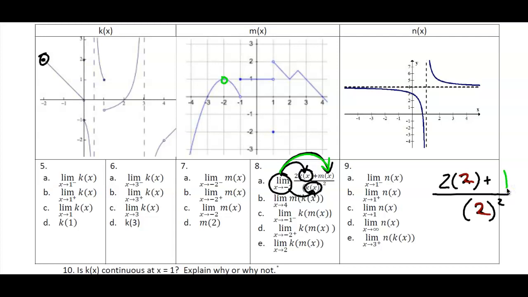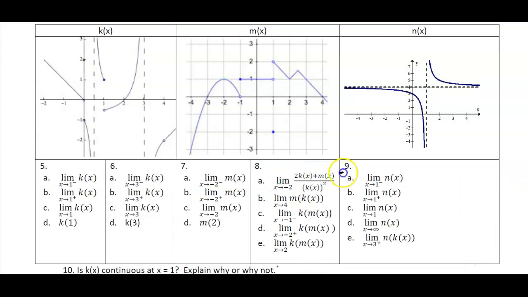So basically just find the limit of each of the functions at this particular value of x, plug it in, and then evaluate from there just using standard order of operations. So I have 4 plus 1, which is 5 over 4. So the answer to this question here on 8a is 5/4.